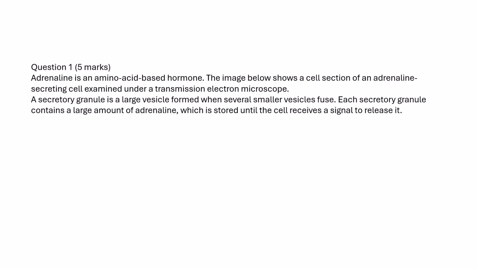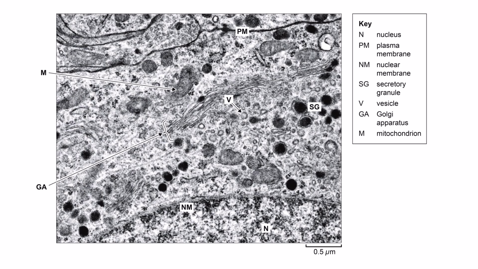Adrenaline is an amino acid-based hormone. The image below shows a cell section of an adrenaline-secreting cell examined under a transmission electron microscope. A secretory granule is a large vesicle formed when several smaller vesicles fuse. Each secretory granule contains a large amount of adrenaline, which is stored until the cell receives a signal to release it.